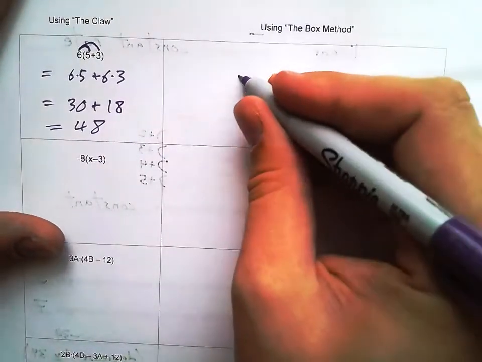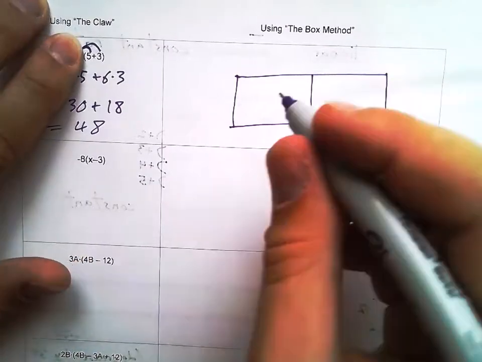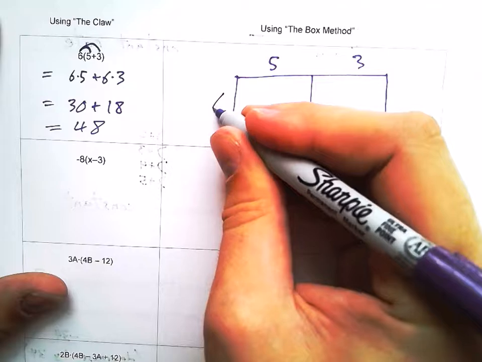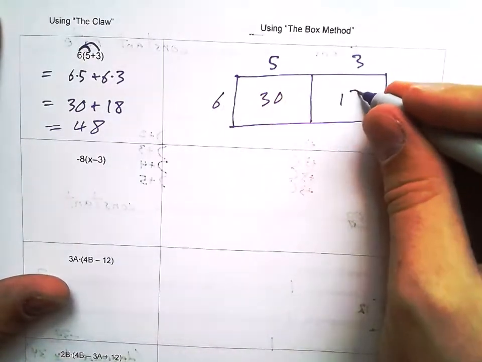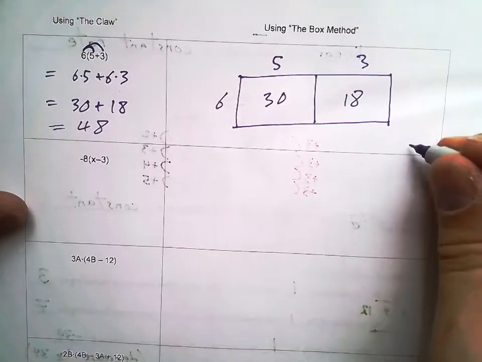The box method. We write all the terms. There are 2 terms there, 5 and 3, and this one's 6. 6 times 5 is 30. 6 times 3 is 18. Add the boxes, and you get the same thing, 48.